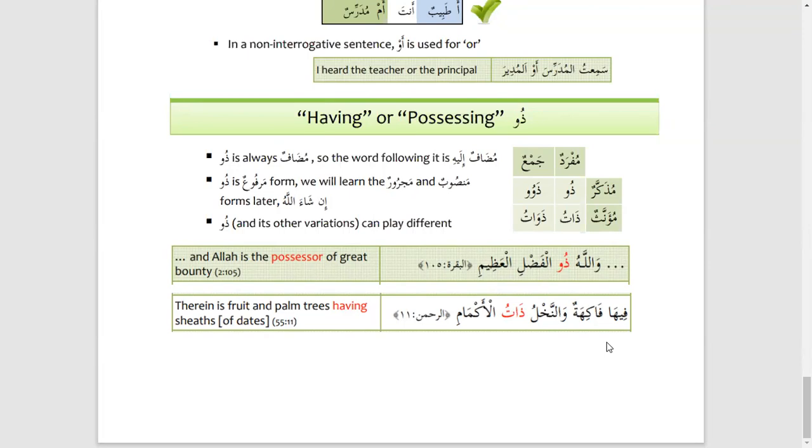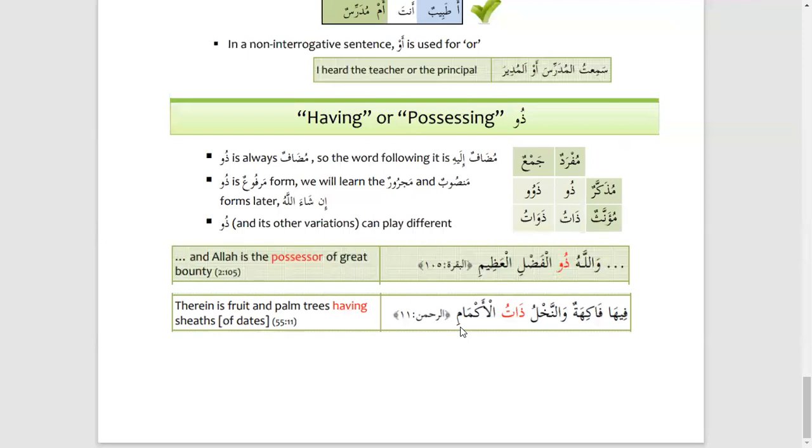So I believe the meaning is clear now, and also the usage is clear, that dhu is always used as mudaf. So the noun that comes after it is mudaf ilayh. For example, we can see here al-fadli wal-azimi. Both of them have kasra. So a noun, when it comes after dhu, will be mudaf ilayh, and we know that mudaf ilayh will be majroor. That's why here we have kasra, and also here. Similarly, dhatul akmami, the mim also has kasra. And why does it have kasra? Because it is mudaf ilayhi.